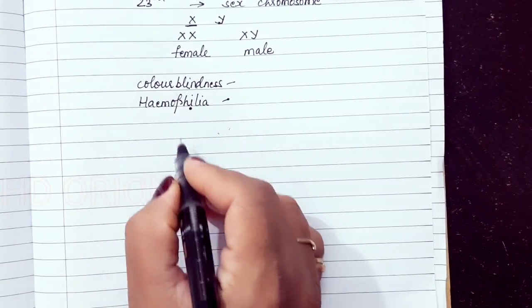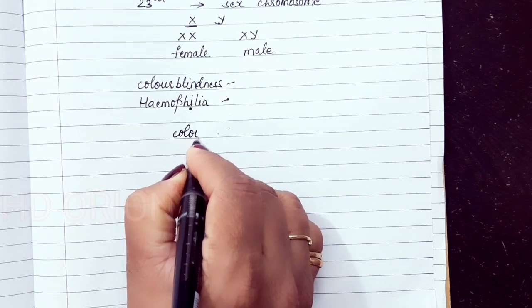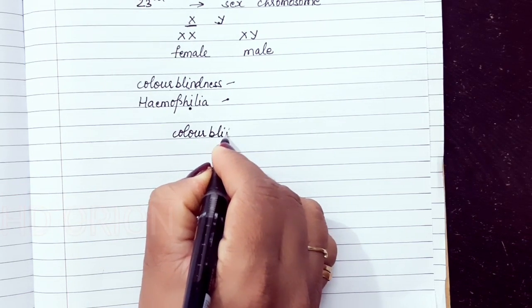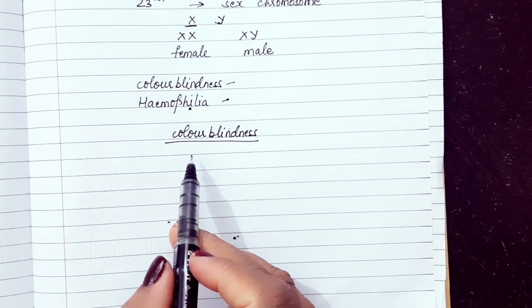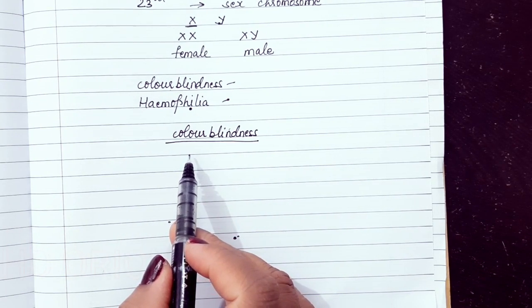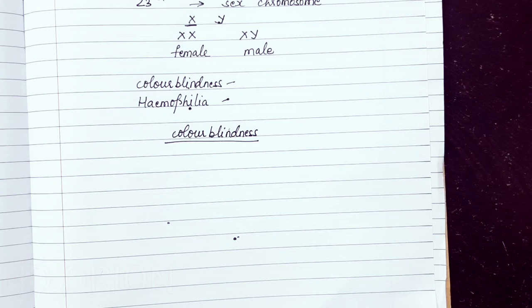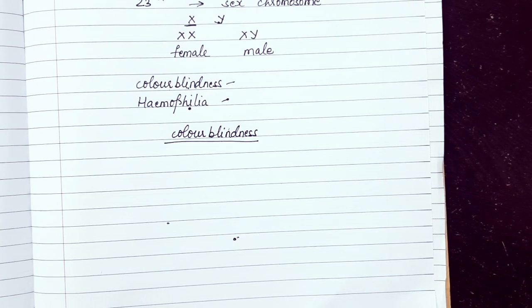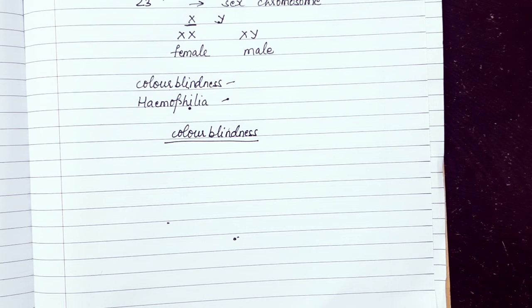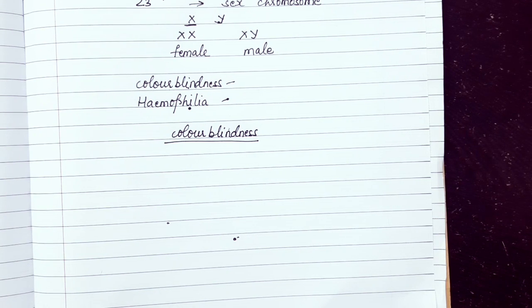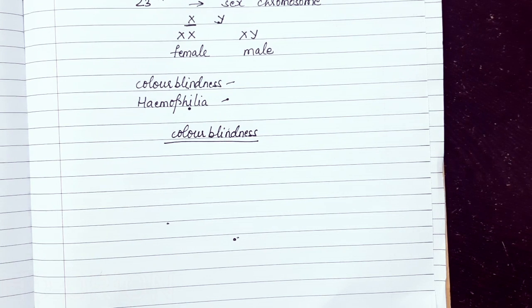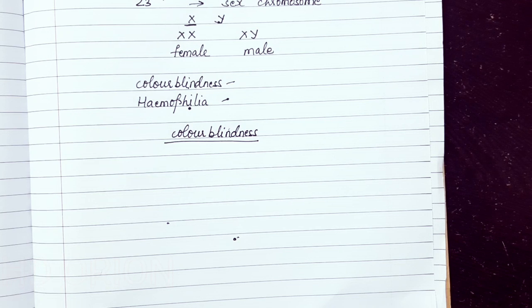Let us first study color blindness. You might have heard the term before. Color blindness can be of two types. It can be absolute, in which the individual does not identify any color. Whatever image is formed is in black and white. But there are people who are unable to differentiate between red and green color. This color blindness is a sex-linked disease. A person cannot differentiate between red and green color.